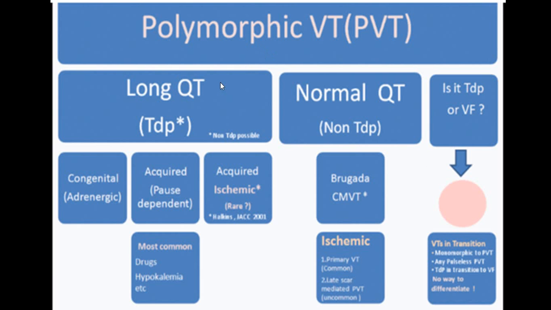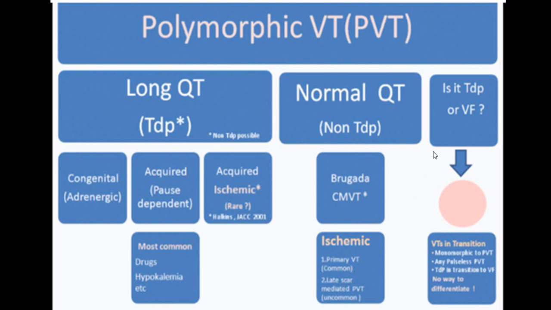So polymorphic ventricular tachycardia can be with a normal QT interval or can be with long QT interval. Short form we always use the word TDP, Torsades De Pointes, while a normal QT is called non-Torsades De Pointes. And classical example of that is Brugada and catecholaminergic monomorphic ventricular tachycardia. It is more common with ischemic heart disease, can be primary or can be due to scar.